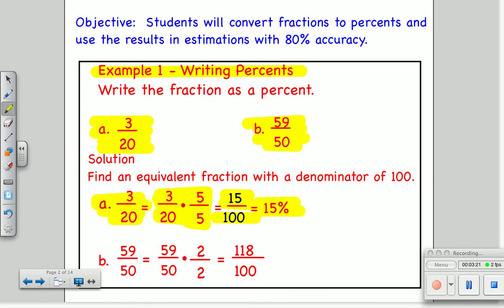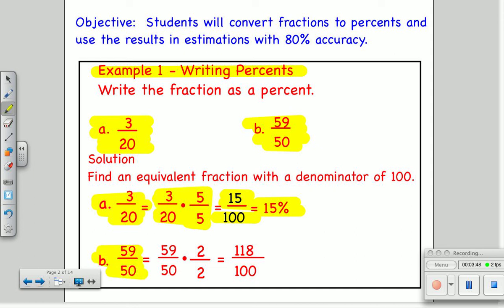Well, I can tell you something right now. I know that 59 is more than 50. If I have more than 50, 50 is what it's divided into, then that means I have more than 100%. I have 59. That's more than 50. So I have more than 100%. I have more than all of it. Okay? So we're going to write the fraction, 59 out of 50.